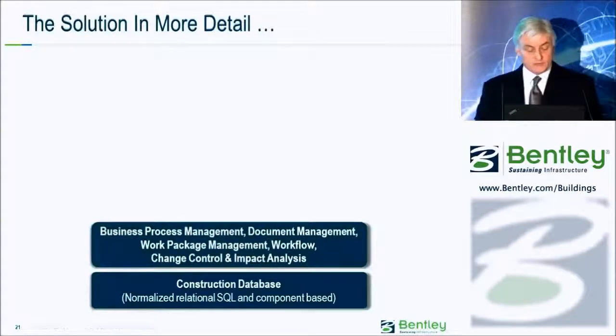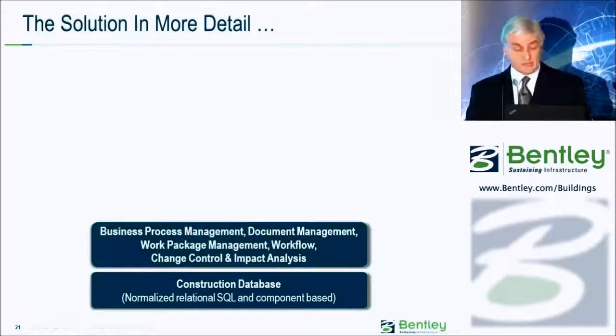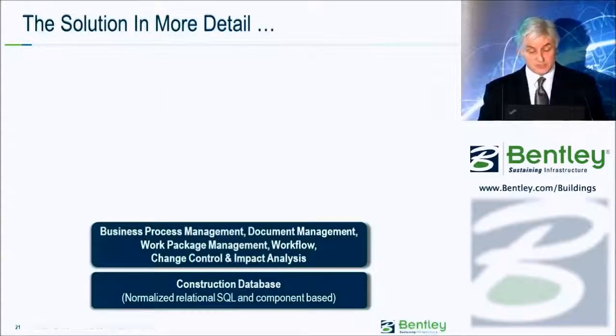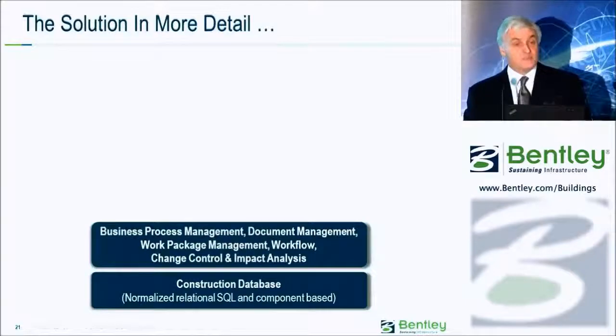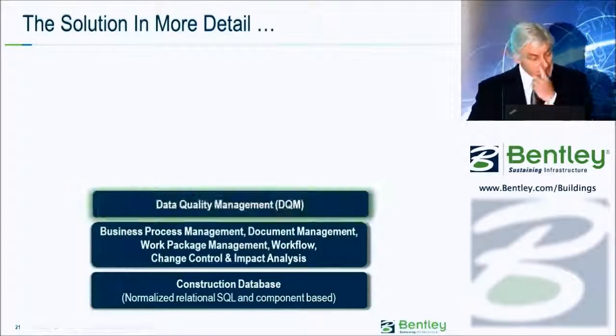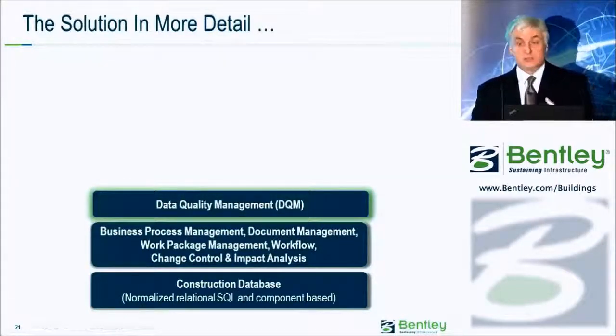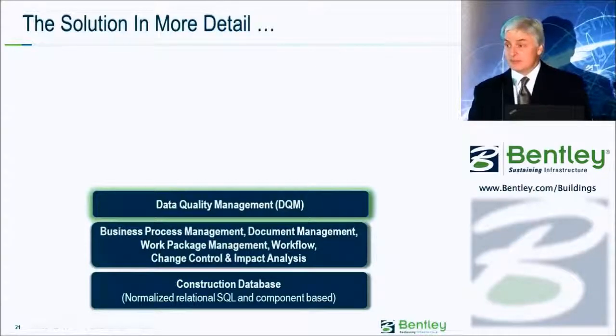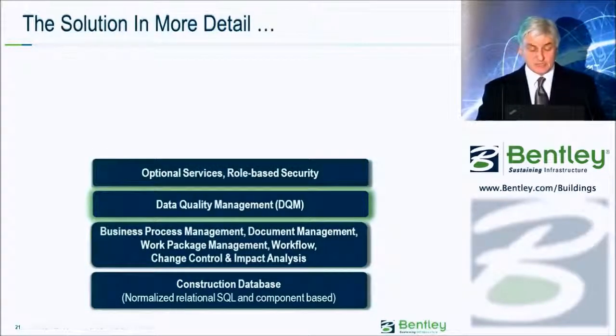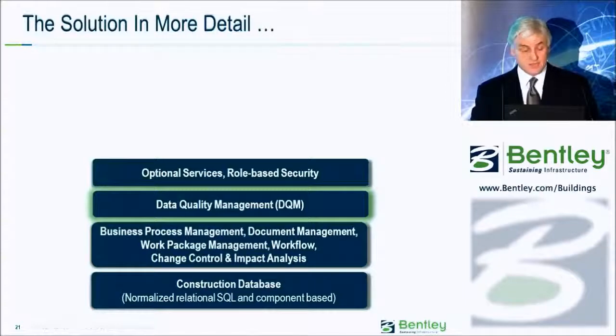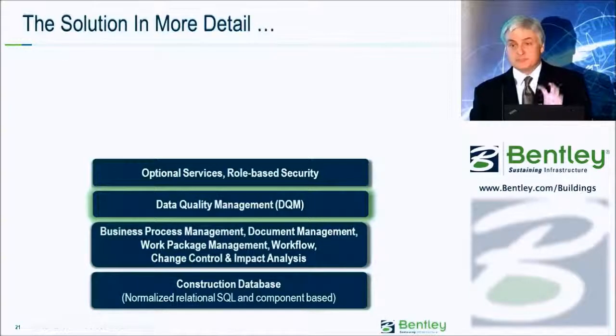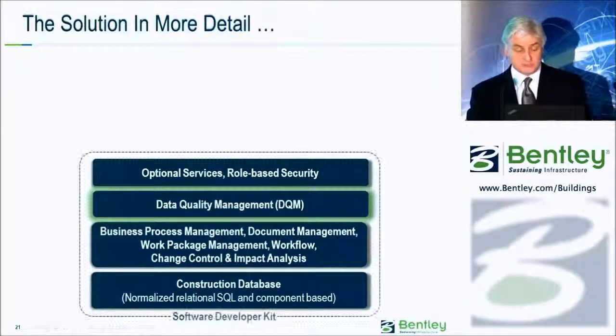On top of that database structure, we need to have business process. That business process includes things like document control, document management, work package management, workflows, change control, and impact analysis. On top of that, we need good data quality management, rubbish in, rubbish out, that old scenario. It's got to have good data quality management because this is a key system. And there are a series of other services that we can put on top, total operational services. And obviously, like all systems, it must be role-based and have security associated with it.